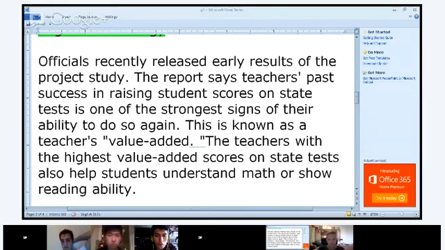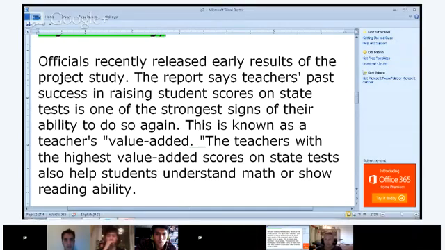Officials recently released early results of the project study. The report says teachers succeed in raising student scores on state tests, one of the strongest signs of their ability to do so again. This is known as a teacher's value added. The teachers with the highest value added scores on state tests also help students understand math and show reading ability.